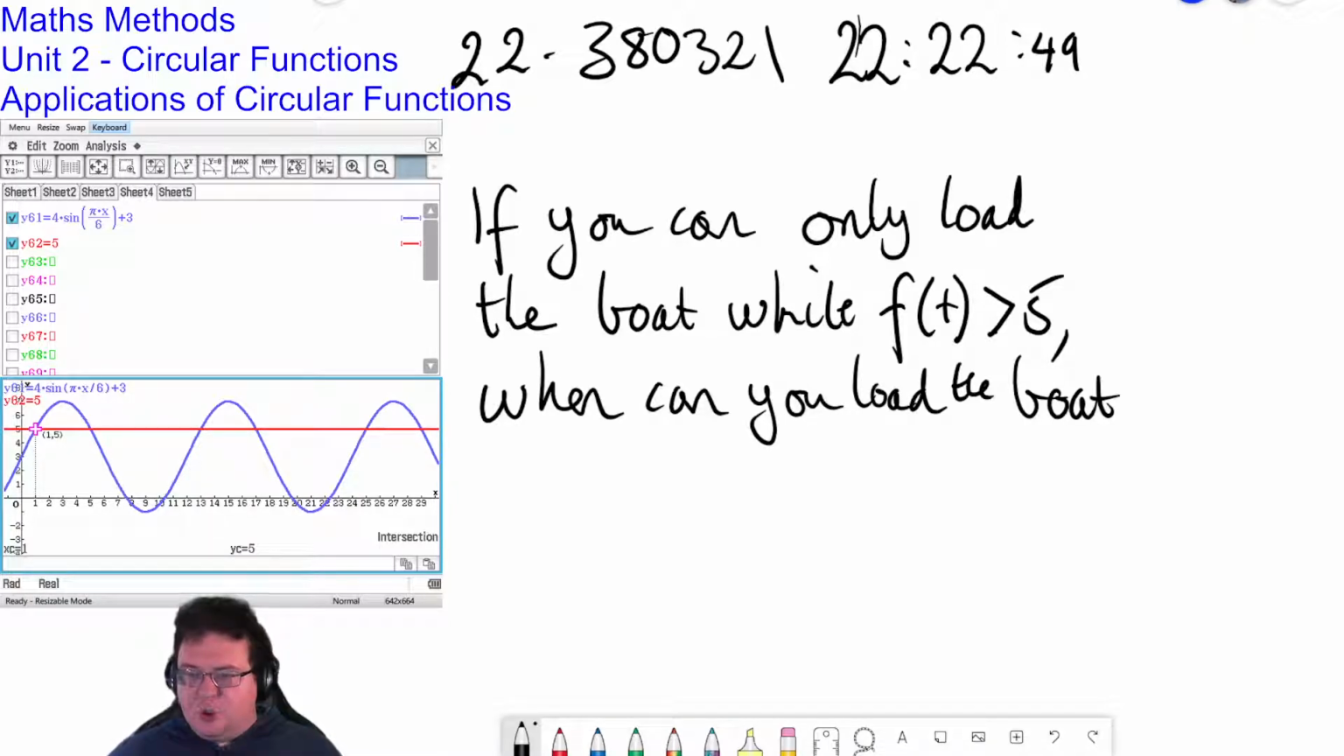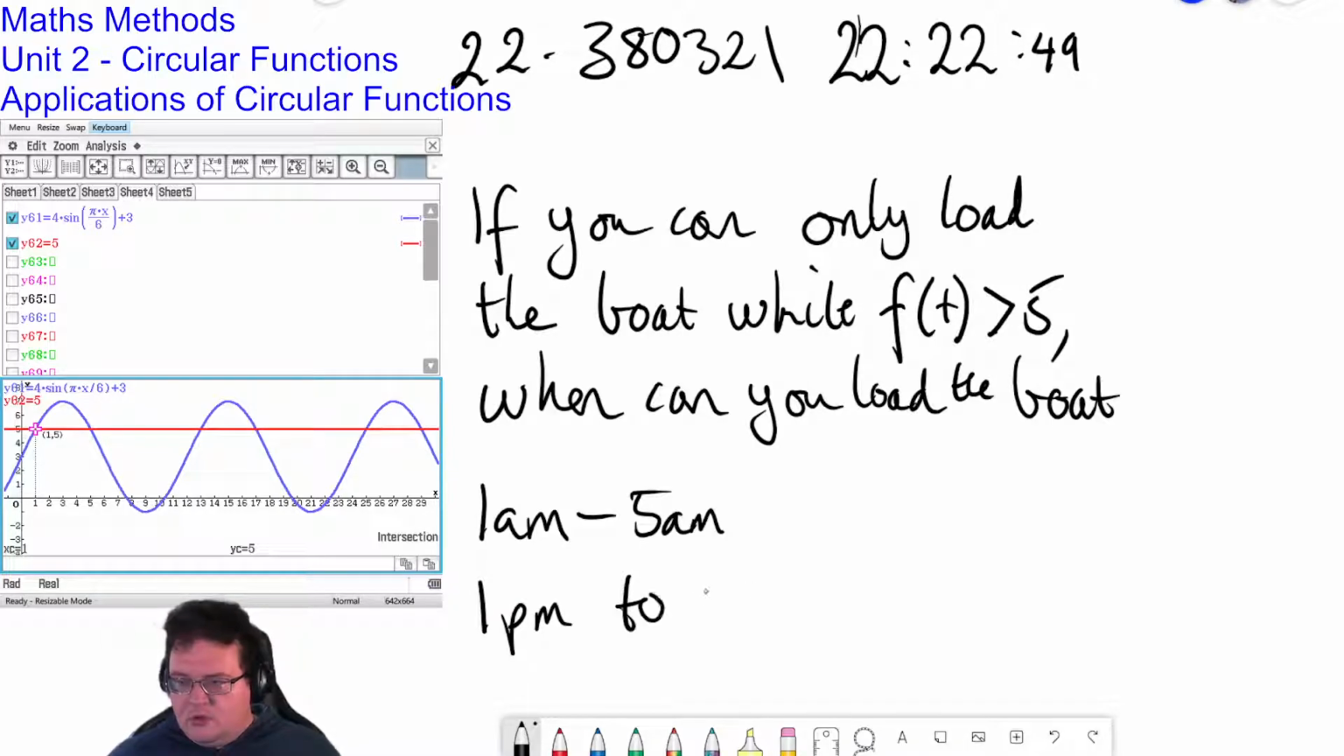So I've got 2 windows that I can do it. I can do it from 1 a.m. to 5 a.m. Or I can do it from 1 p.m. to 5 p.m.